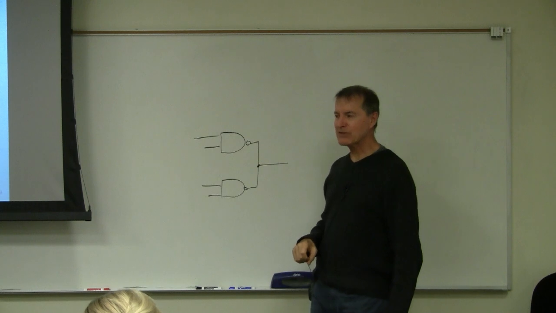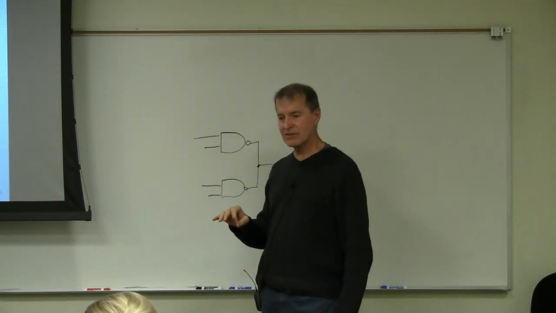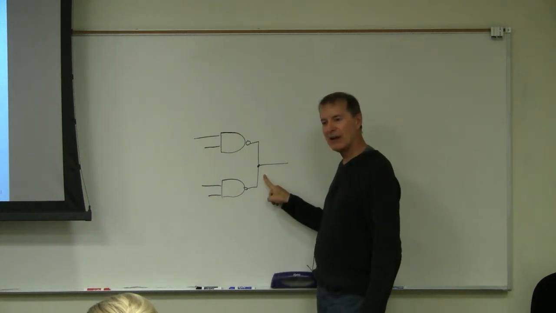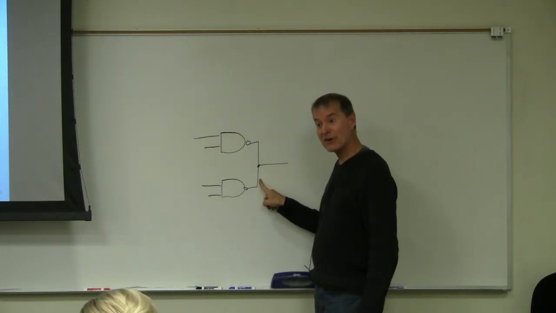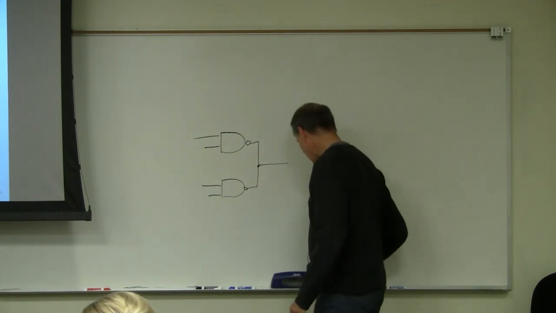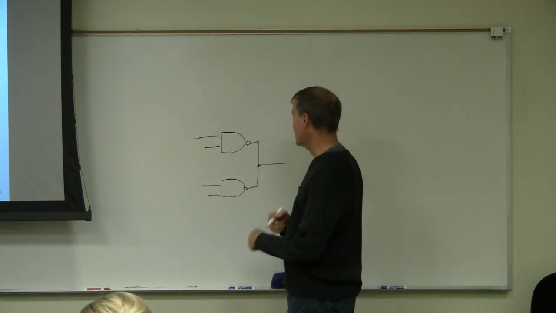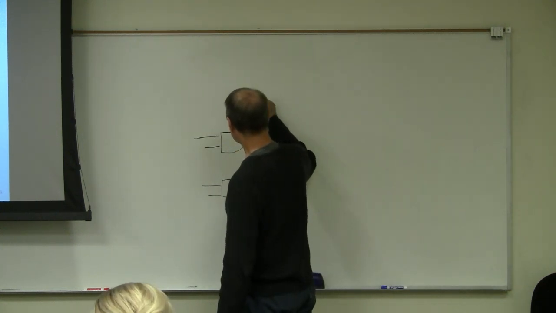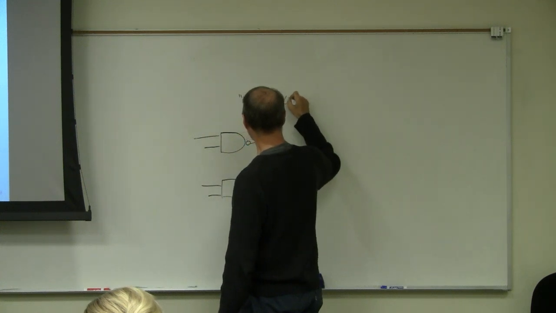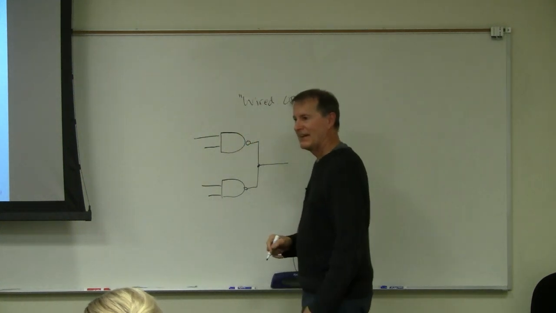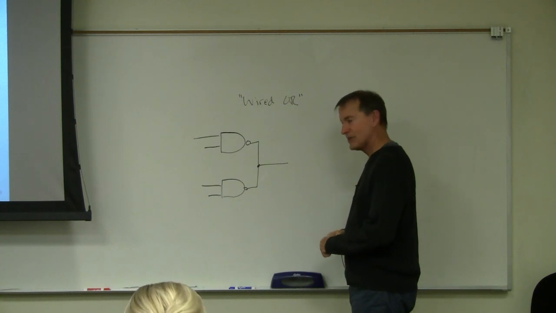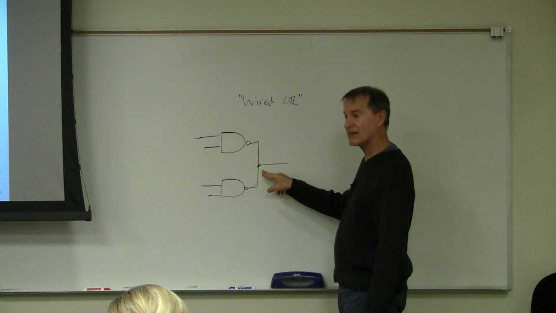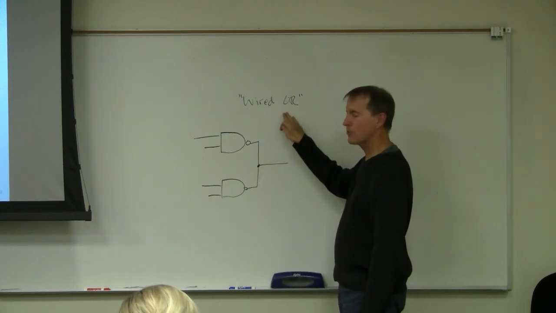Well, it's actually kind of interesting. There are some gate fabrication technologies where if you did this, it would actually work, and it would actually work as an OR. We are not going to go down that road. That's called wired OR. Do you need anything to make that work? Well, it depends on the technology of the gates, and you wouldn't need an OR gate in that case. You would just connect these together, and you see why it's called wired OR?